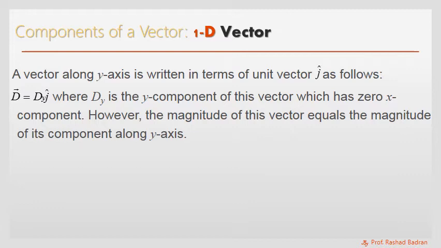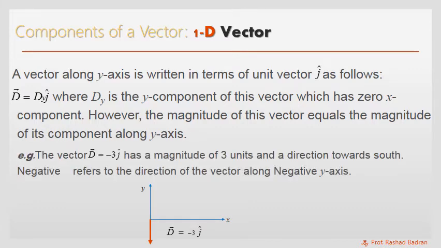If the vector is directed downwards or to the south, then in this case it's drawn like this, and the vector has a magnitude of 3 units along the y-axis, where the negative j hat will refer to the direction due south or to the negative y-axis.